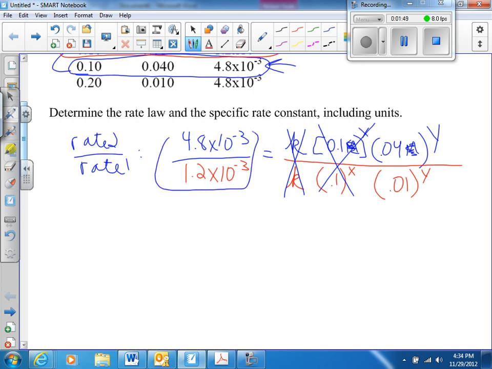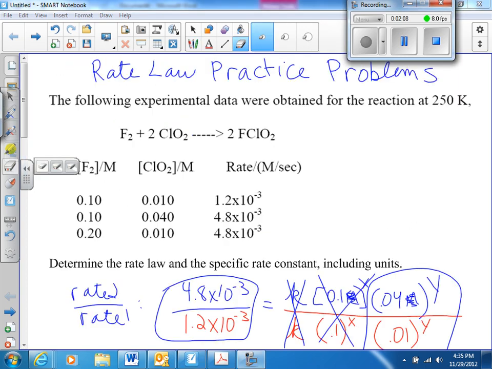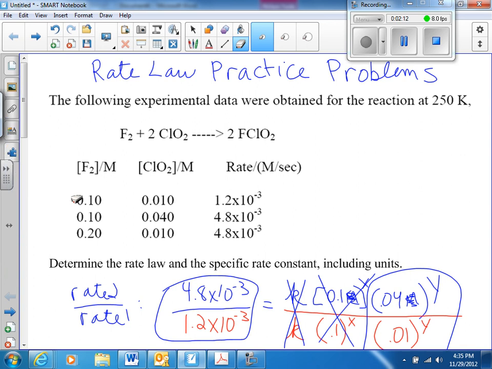This piece right here is 4. 4 is equal to 4 to the y. And so y equals, yes, 1. Now I need to do another experiment. Find two experiments where the other chemical is constant in concentration. That would be experiments 1 and 3.